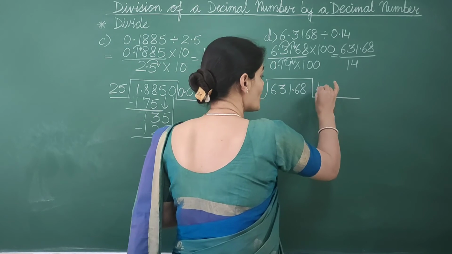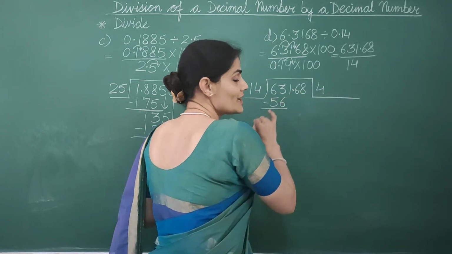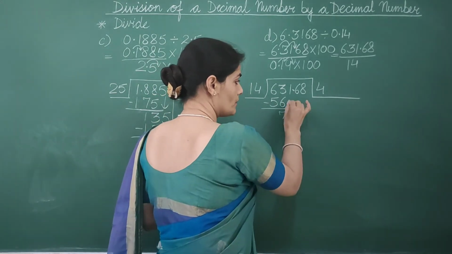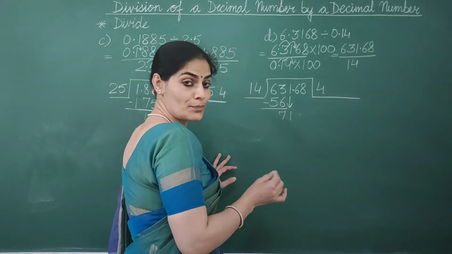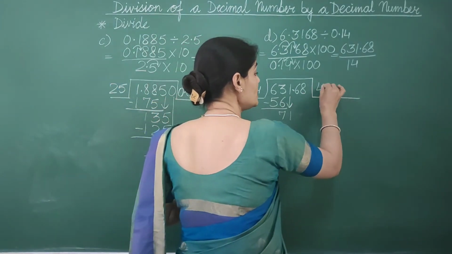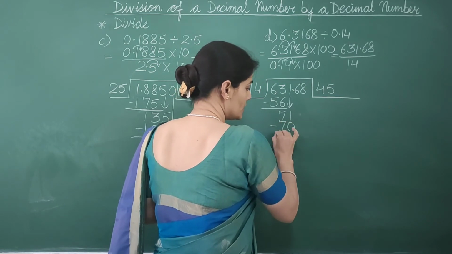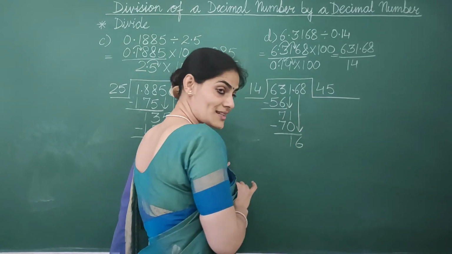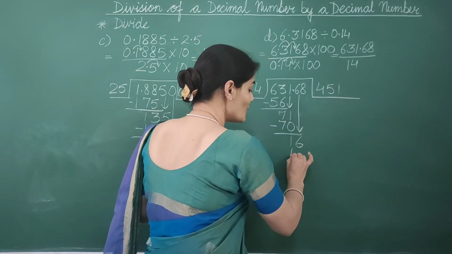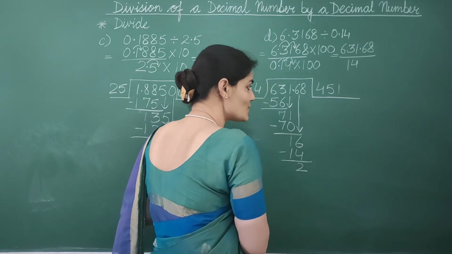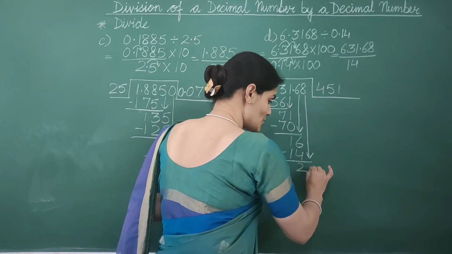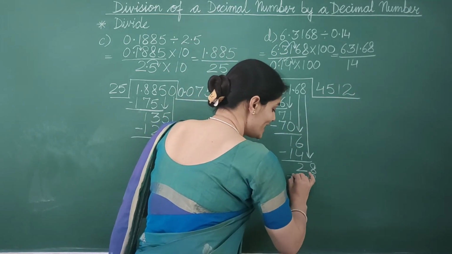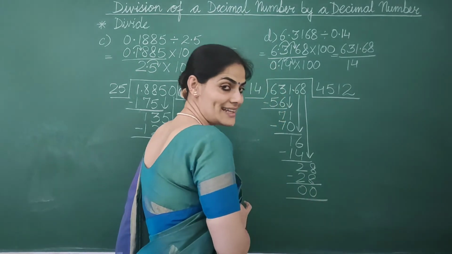14 fours are 56. And when we subtract 56 from 63, the remainder is 7. I bring down the digit 1 and it becomes 71. 14 fives are 70. The remainder here is 1. I bring down the next digit, which is 6. 14 ones are 14. The remainder here is 2. I bring down the last digit, which is 8. And 14 twos are 28. The remainder is finally 0.